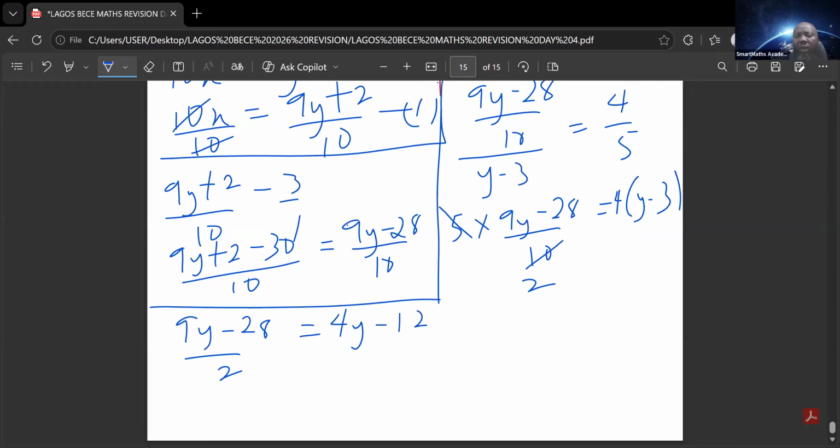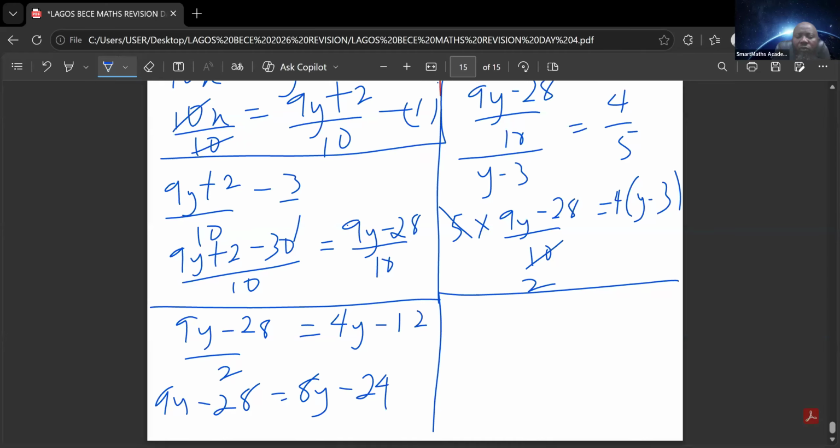So from here, I'll collect like terms. That's 9y − 8y equals −24 + 28. So y equals 4. So the value of y is 4.